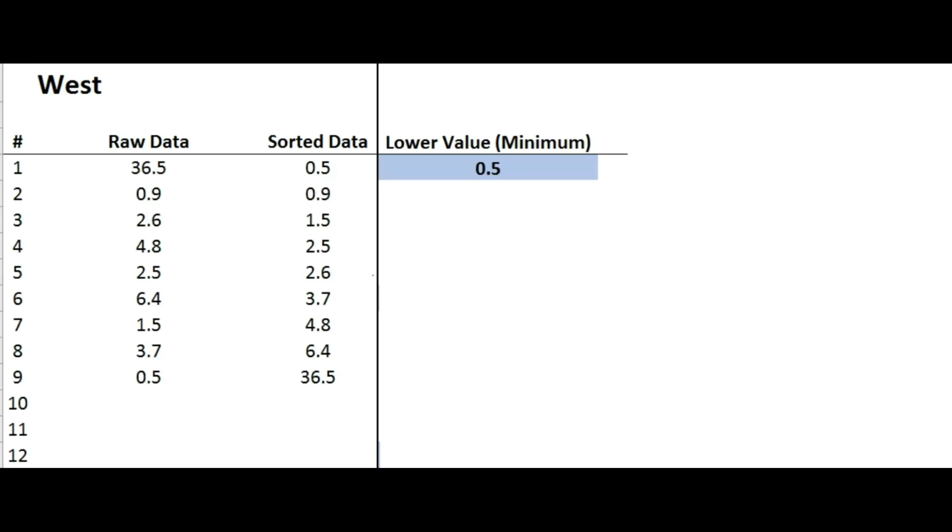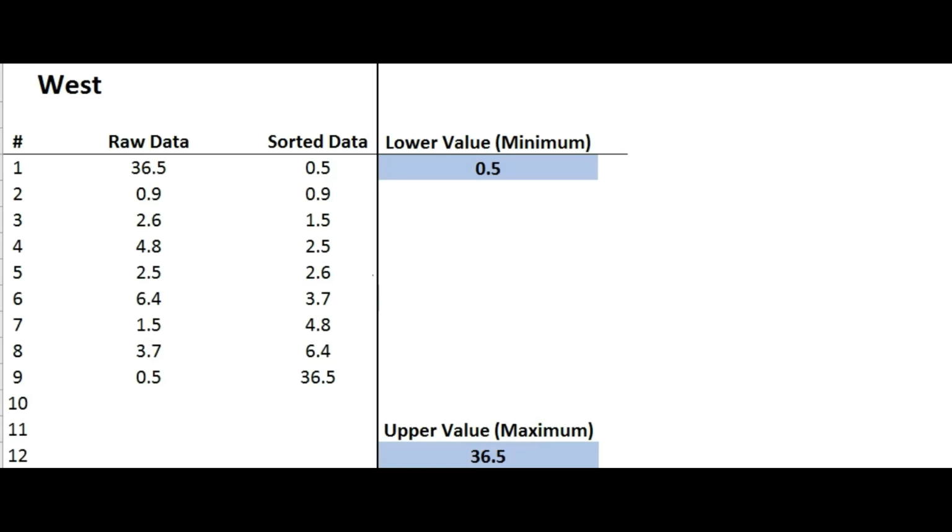We have here our lower value, which is also our minimum in this case, and that's 0.5. The upper value, the maximum in this data range, is 36.5. Now, just looking at the high and low numbers, we don't know if those two numbers are going to be the edges of our whiskers yet, because we don't know if they're outliers. So I'll talk about how to calculate that a little bit later on.